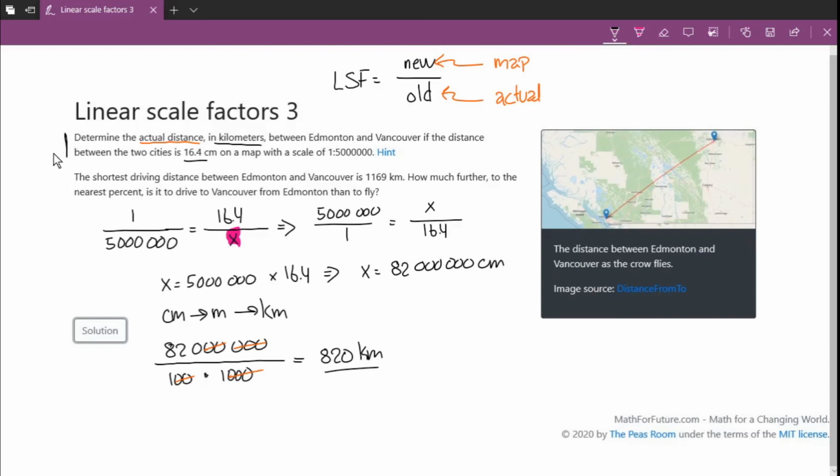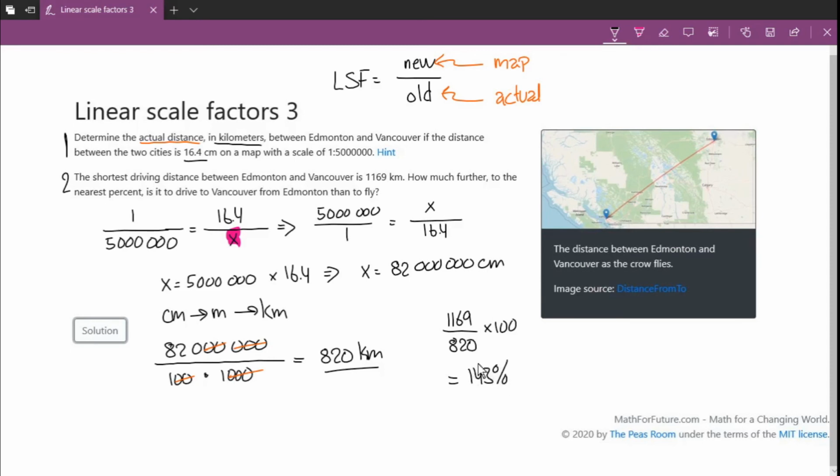In the second part of the question, they're asking how much further, to the nearest percent, is it to drive to Vancouver from Edmonton than to fly? So the shortest distance to drive is 1,169 divided by the shortest distance to fly, which is 820. So we divide these two numbers, and then we'll have to multiply by 100 to get a percent. And if we do that, we will be getting 143%.